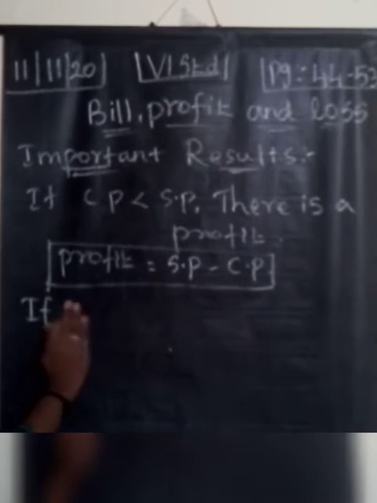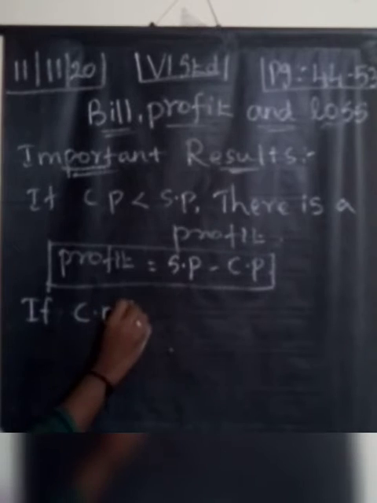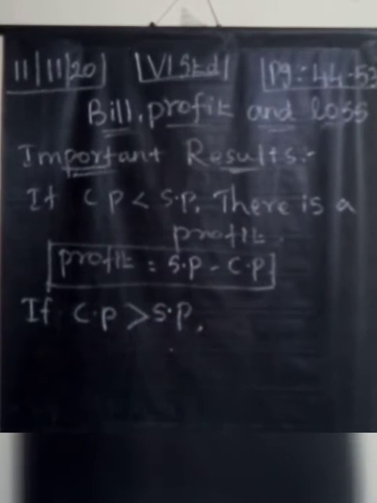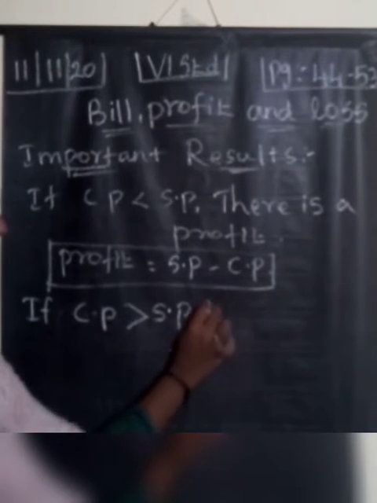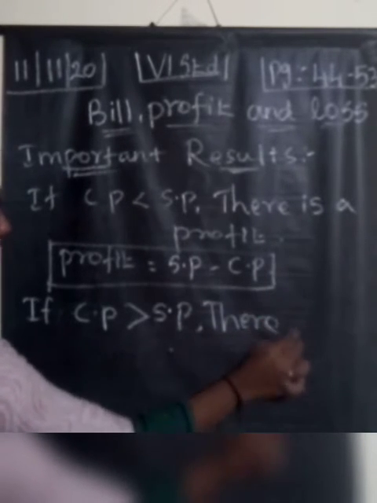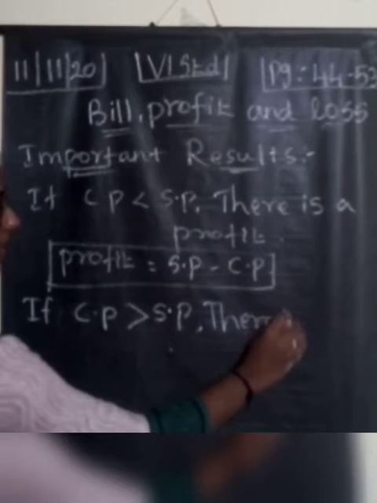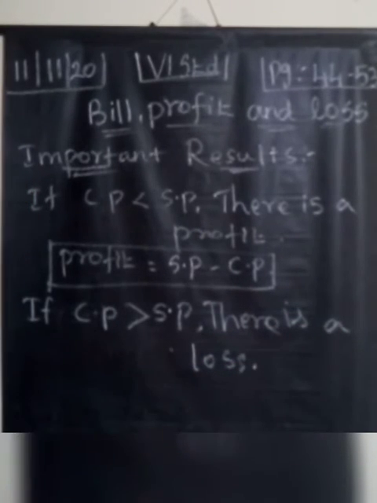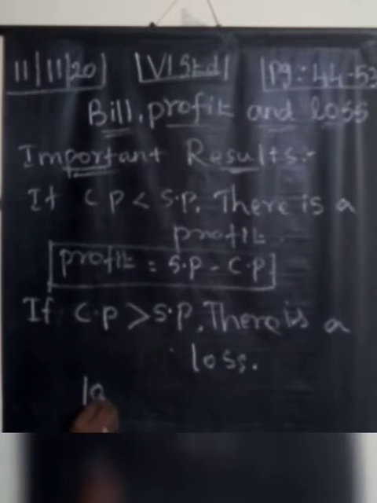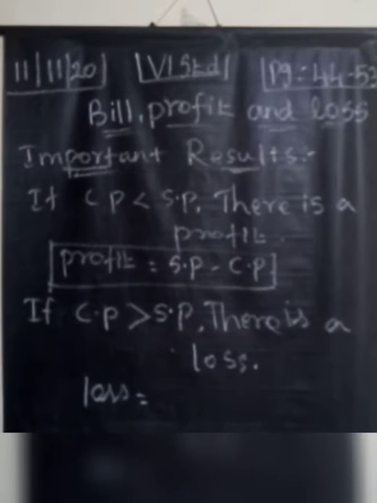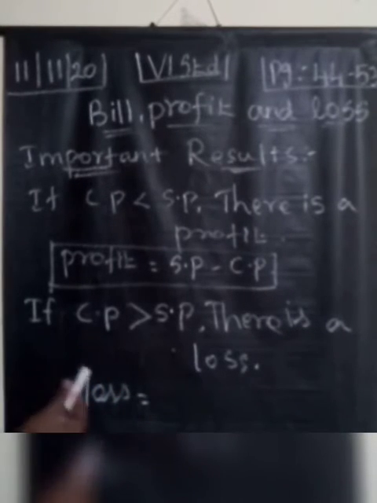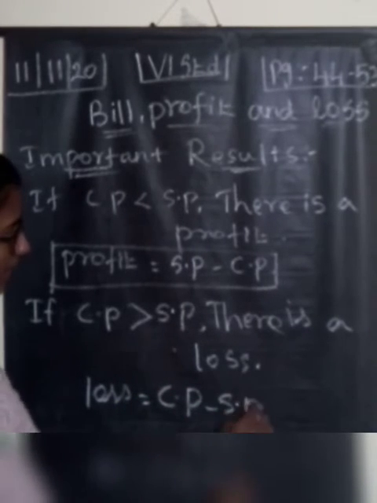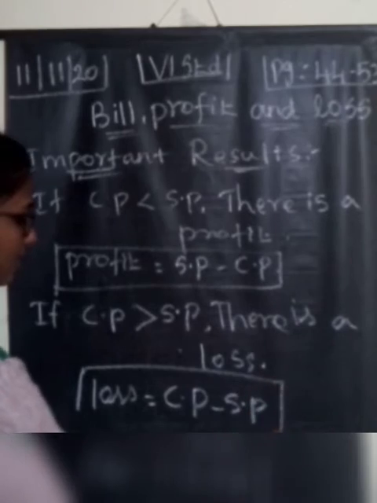Next, if CP is greater than SP, there is a loss. Therefore the loss formula: loss equals, which one is higher? CP. So loss equals CP minus SP.